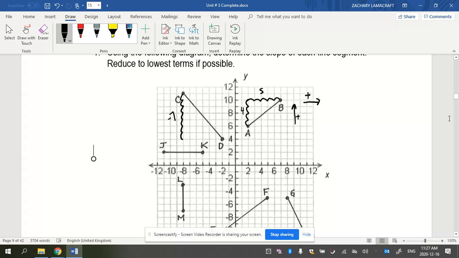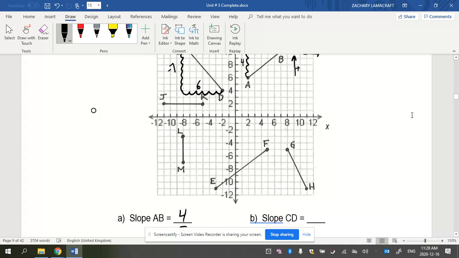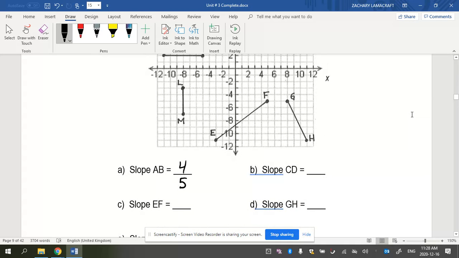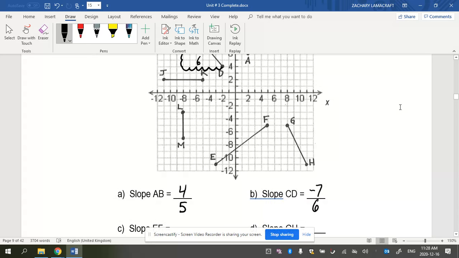And then we're moving to the right to our point. So is it positive or negative? If we move to the right, positive, exactly. And we go 1, 2, 3, 4, 5, 6. So if we were to write that down, the slope of CD would be -7 and +6. So -7/6. Okay.